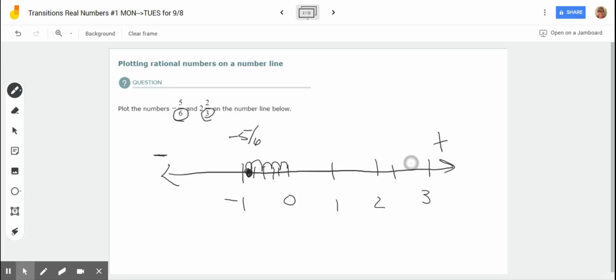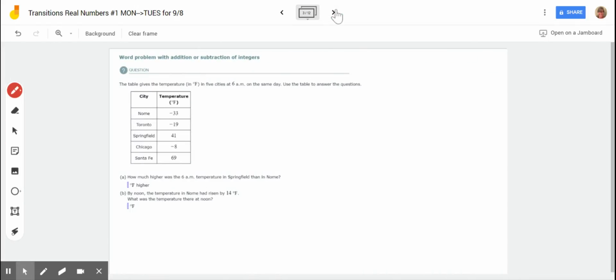So 1, 2, 3. Three even pieces, and we're going to take 2 of them. So you're going to go, I'll take a different color. 1, from 0, 1, 2, and 2/3 right here. That is 2 2/3. Moving on.